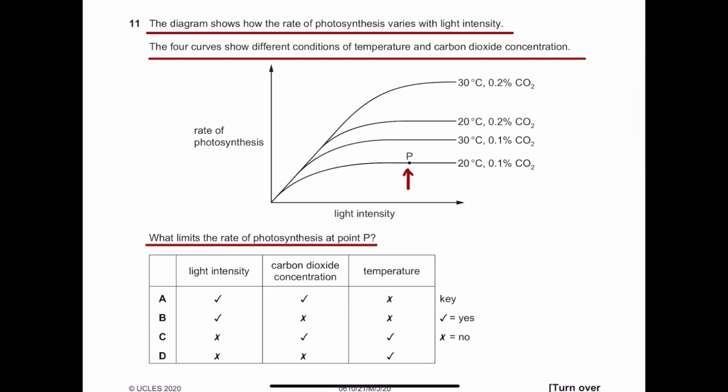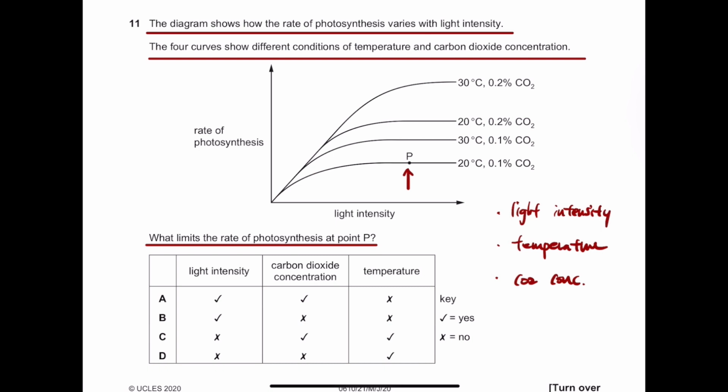Okay, so it's actually talking about the limiting factor here. So you have to know the limiting factors of photosynthesis, and there are three limiting factors that you guys should know. First one is light intensity, as written here. Second one is temperature. Third one is CO2 concentration.